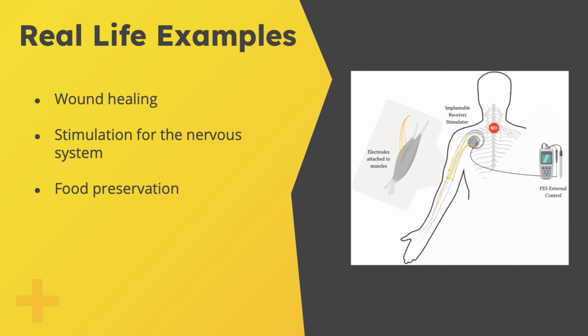Finally, using pulsed electric fields, food can be preserved in a way that has a minimal influence on food quality. So these are just 3 different ways of how electric fields are being used in real life and why it's important to learn about it.